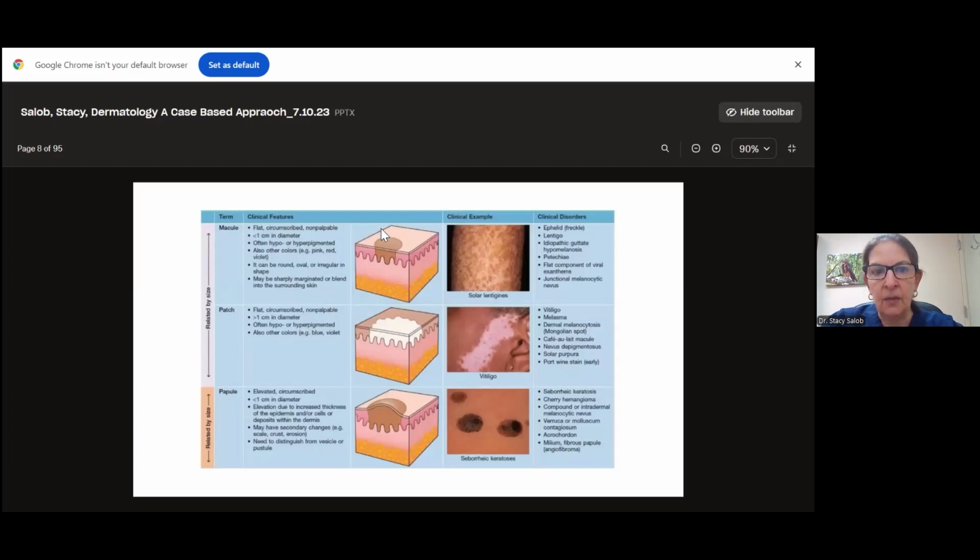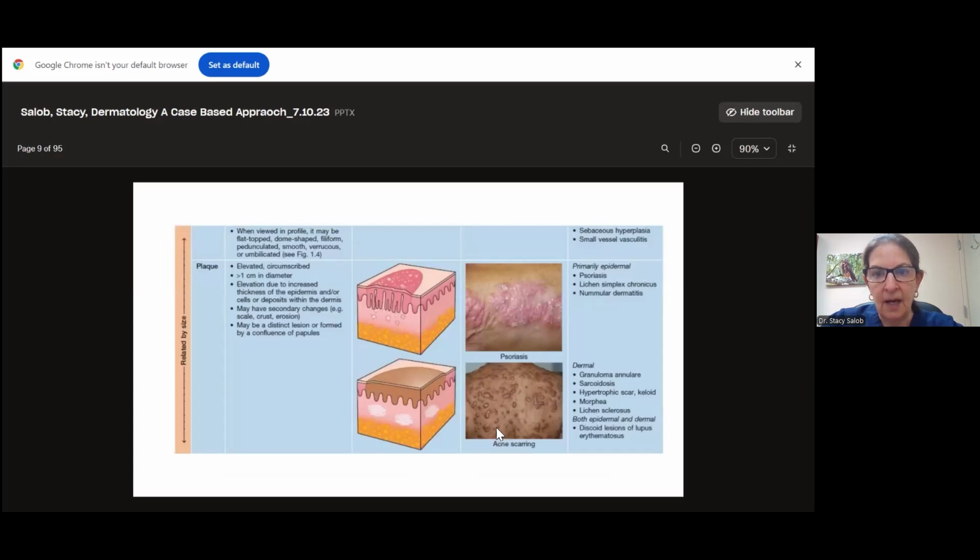So on the top, here's our schematic of a macule. Here's an example of lentigines, which are liver spots or sun freckles. A larger patch might be this patch on the right here of vitiligo. And then the example they're giving here of something elevated, a papule, is a seborrheic keratosis. Again, you run your hand over it, you're going to feel it. A larger plaque would be an example of psoriasis, or here they have keloids and acne scarring.